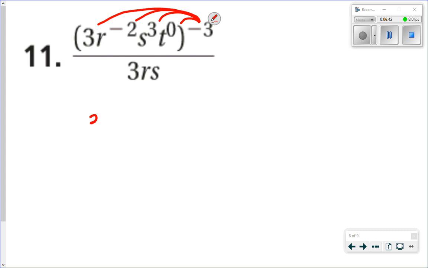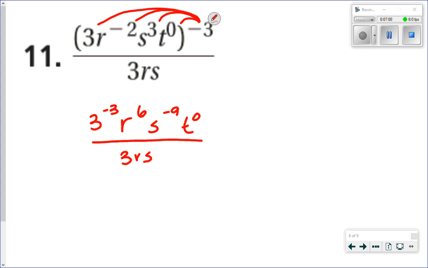So then I'm going to have 3 to the negative 3, r, what's negative 2 times negative 3? 6. S, 3 times negative 3 is negative 9. 0 times negative 3 is 0, over 3rs.